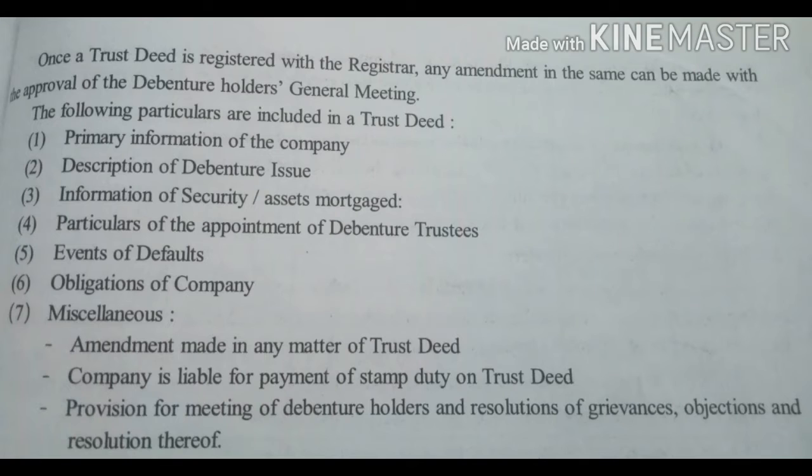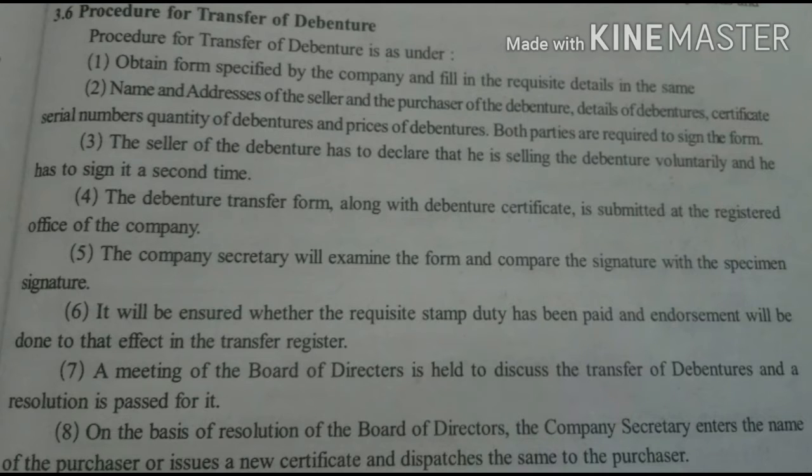Under that it comes amendment made in any matter of trust deed, company is liable for payment of stamp duty, provision for meeting of debenture holder and resolution for grievance, objects and resolution thereof. The procedure for transfer of debenture.